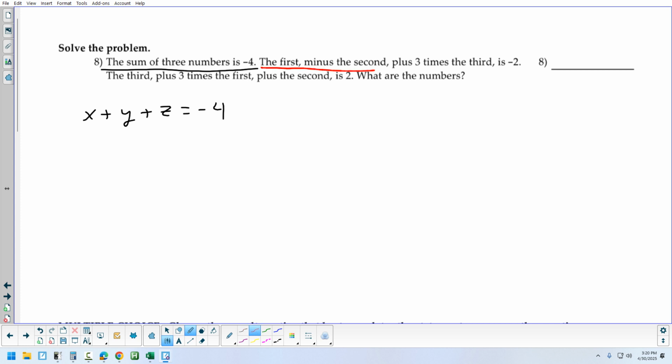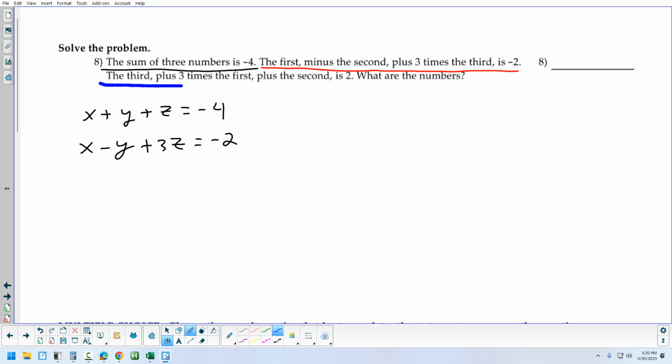Second equation says the first minus the second. So let's start with that. What's the first? X minus Y, minus the second, plus 3 times 3Z. Plus 3 times the third. And what does it say that equals? -2. Okay, so we got -2.